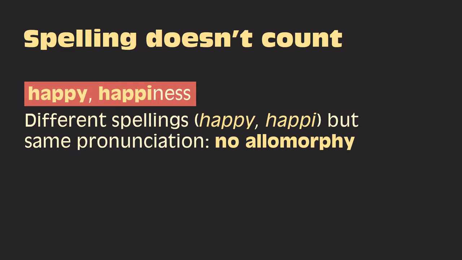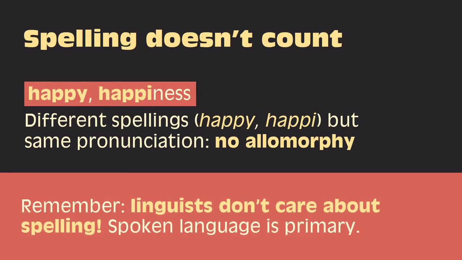The reason it's not is that the morpheme is pronounced exactly the same in both words. Happy, happiness. Allomorphs are defined as different pronunciations of the same morpheme. Since there's no pronunciation difference here, we're not dealing with allomorphs. The apparent difference is just a quirk of English spelling. And you should remember from last week that linguists don't really care very much about spelling. Spoken language is primary in linguistics. So when you're identifying morphemes and allomorphs, make sure that you don't get distracted by irrelevant variations in spelling.